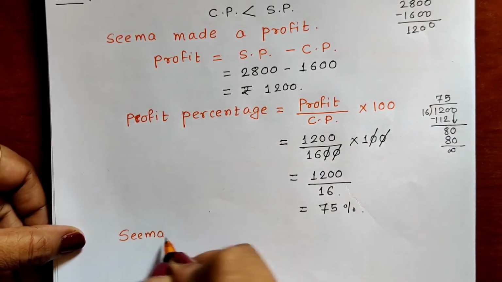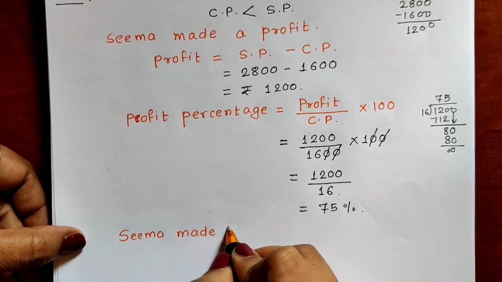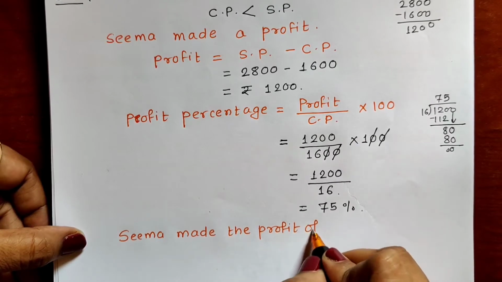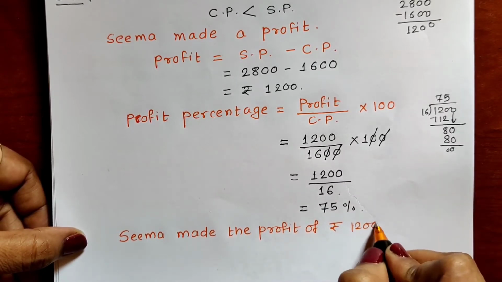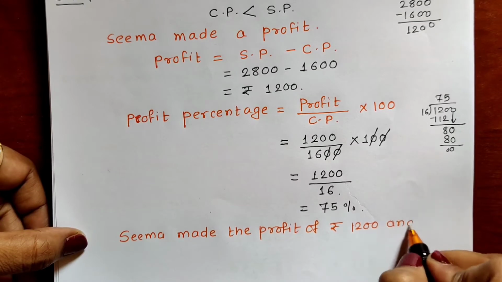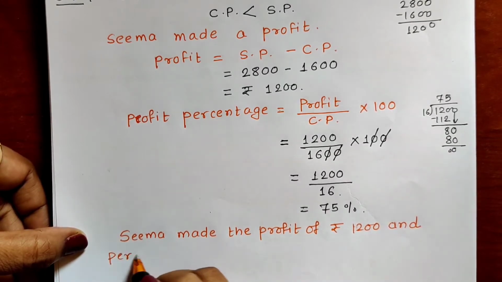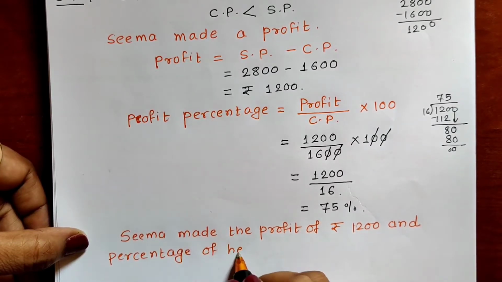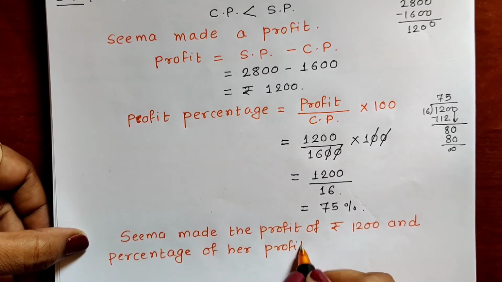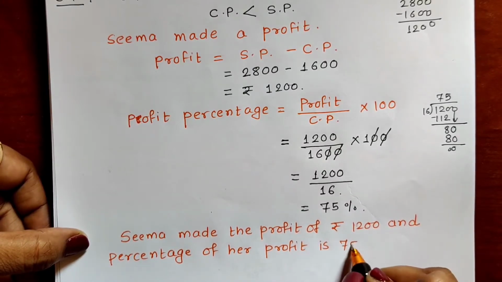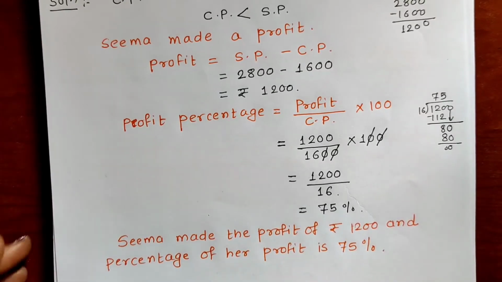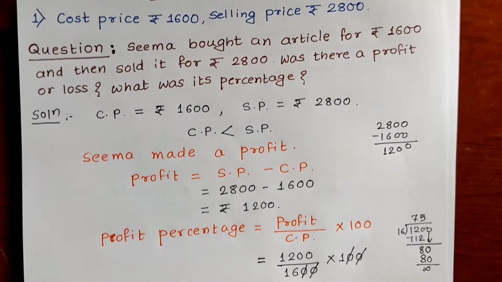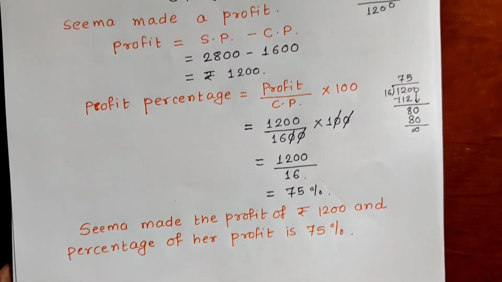Seema made the profit of rupees 1200 and percentage of her profit is 75%. In this way we can solve the sum. We have to frame the question, then we can solve it by using our formulae.